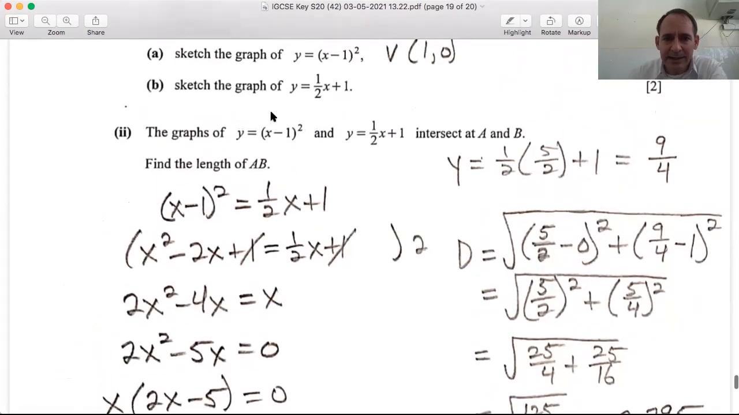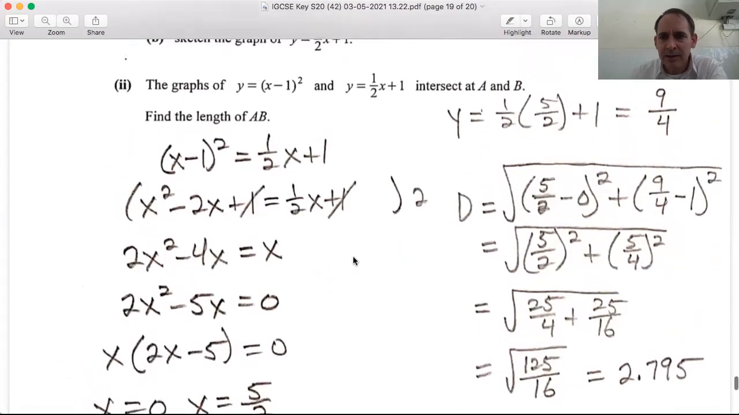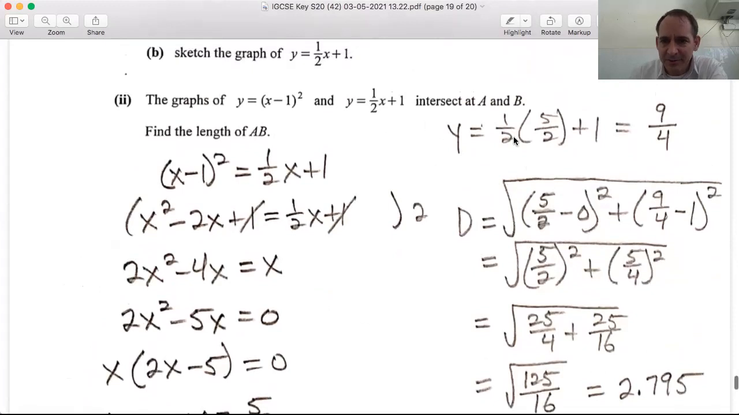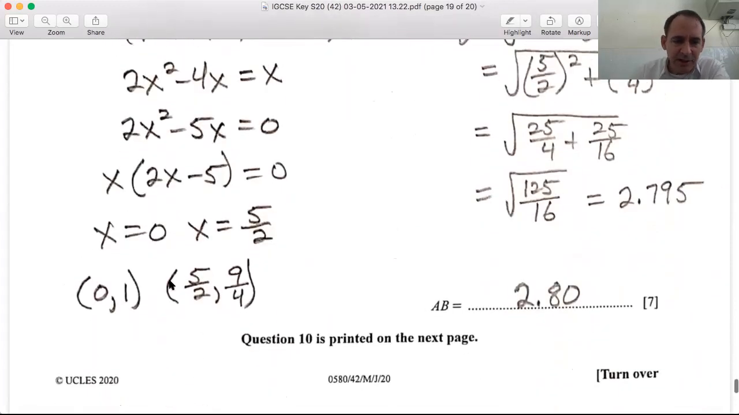Plug those back in to, say, this one. If you plug in 0, you just get 1. So that one was easy. Plug in the 5/2, so that one takes a little more work. 1/2 times 5/2 plus 1 is 9/4. So here now are our points A and B, the coordinates for each.